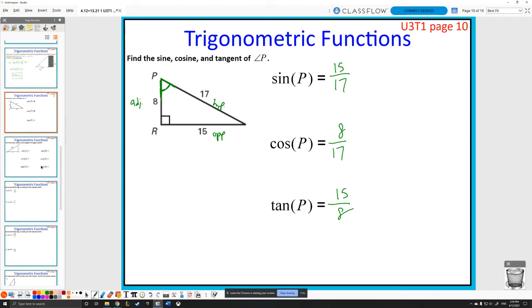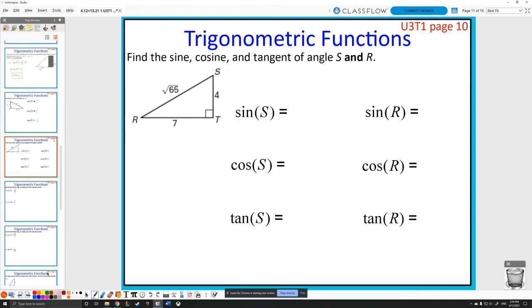But again, like I said, it is very important that we look at which angle we're starting from. Sine, cosine, tangent of S is here. This is the angle we start with.